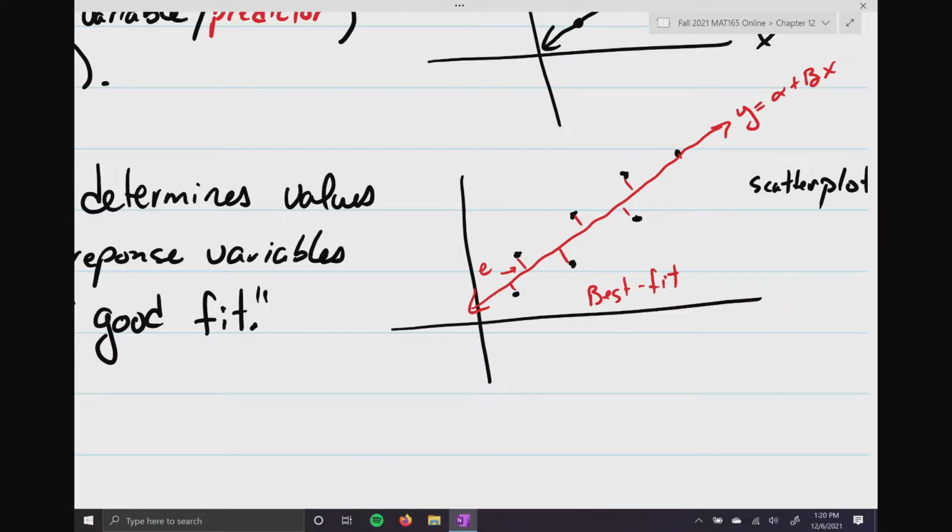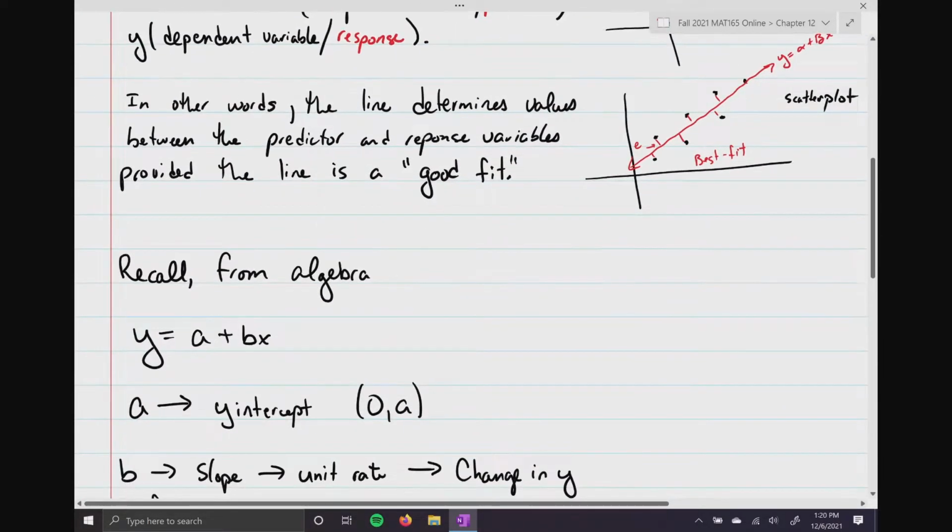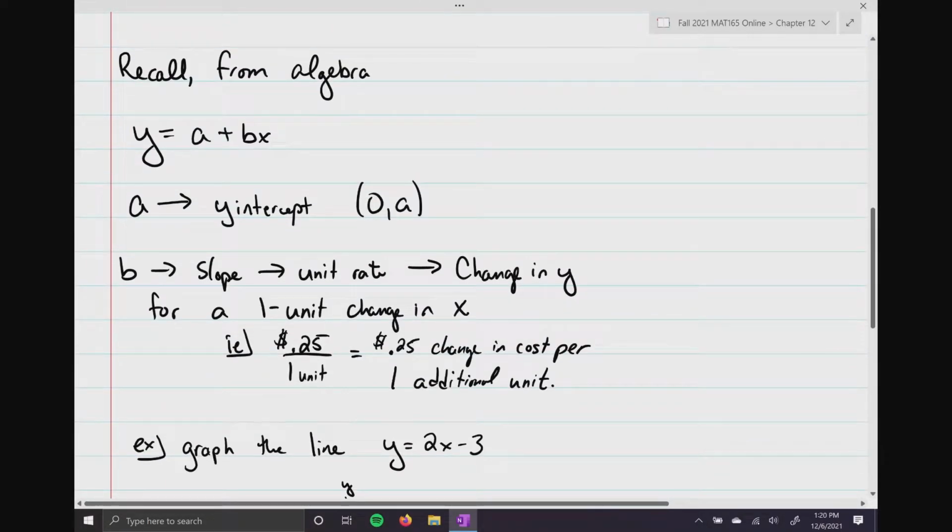What I want to go over right now is let's kind of review from algebra, like lines and stuff like that. Okay? So from algebra, we know that we have y equals a plus bx. Now, a is going to be the y-intercept, and it always has this value, or this point, (0, a). And b is our slope, which we interpreted as the unit rate, which is a change in y for a 1 unit change in x.